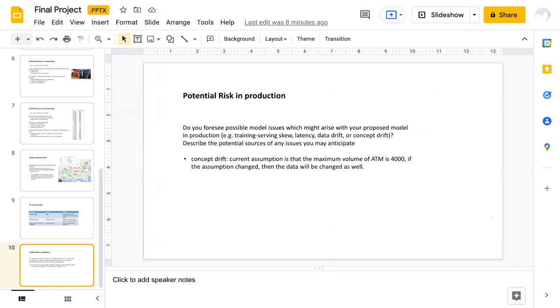And the final one, the potential risk can be the concept drift risk, because the current assumption is that the maximal volume of one ATM is like 400. So if the concept changes, then we need to reconsider the data. The data will change in a very fast way. So we need to consider this kind of concept drift. So this is all my presentation.